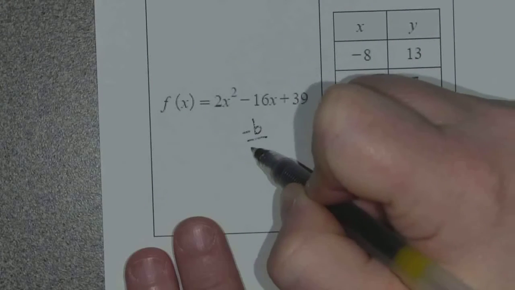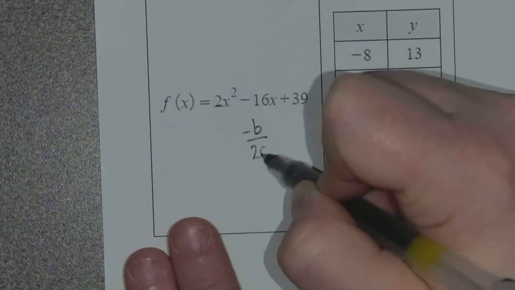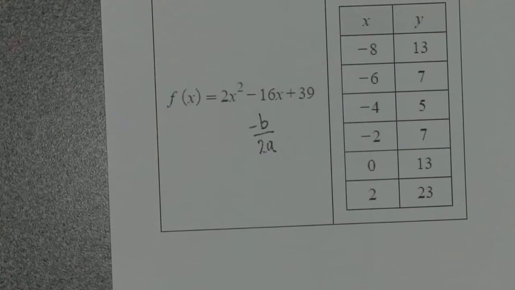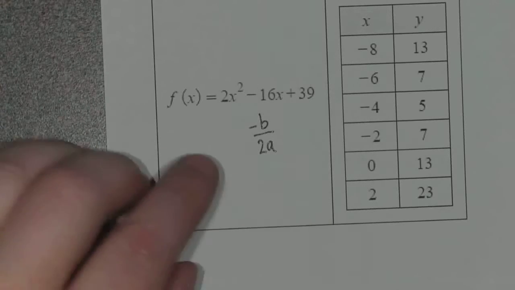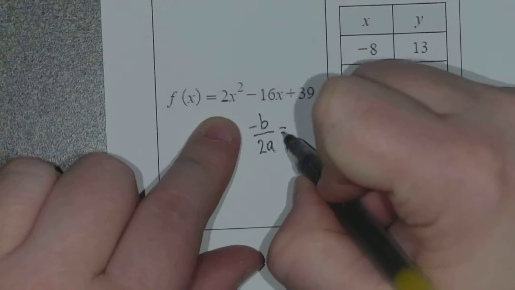Anybody remember a worksheet several weeks ago that said to find the opposite of b over 2a? That would give you that line of symmetry. Then you could substitute it back in to find the vertex point. So we're going to do the opposite of b over 2a.